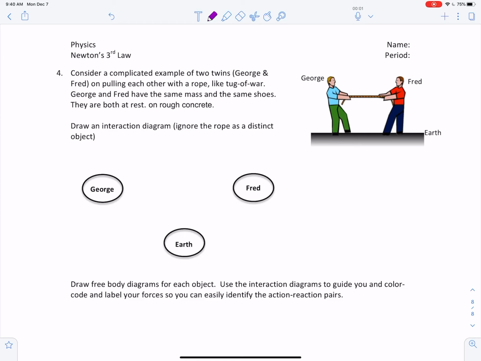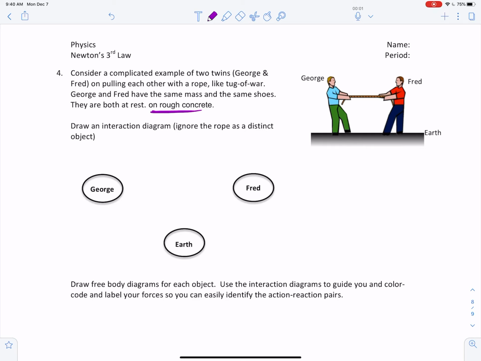All right, looking at our fourth example of Newton's third law in interaction diagrams. Consider a complicated example of two twins, George and Fred, pulling each other with a rope like tug of war. George and Fred have the same mass and the same shoes. They are both at rest on rough concrete. Draw an interaction diagram. You can ignore the rope as a distinct object.